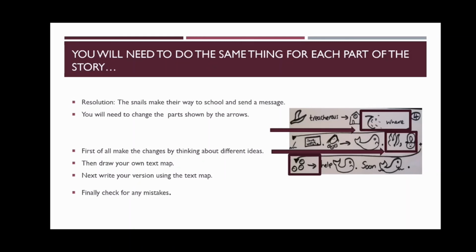Again, you're going to make sure that you follow this sequence. You're going to use your ideas to change my text map. Then you're going to draw your own text map. Then you're going to write your version using your text map. And finally, you're going to check for any mistakes.